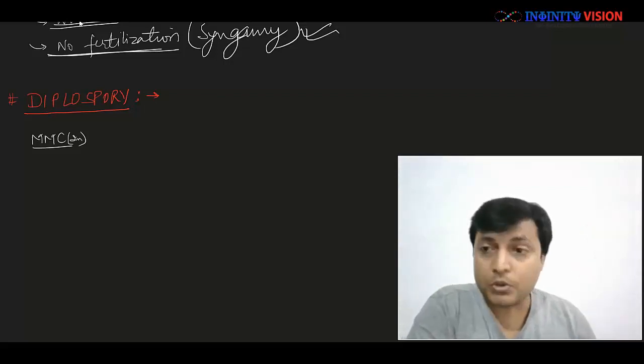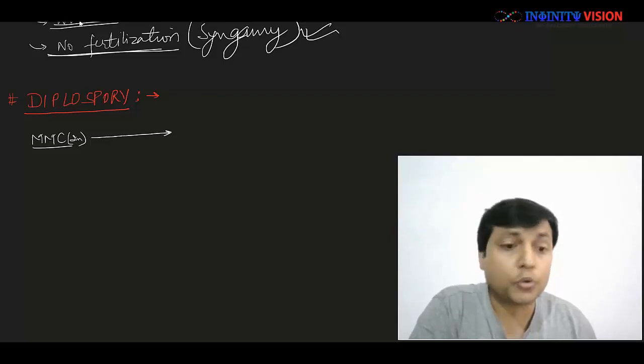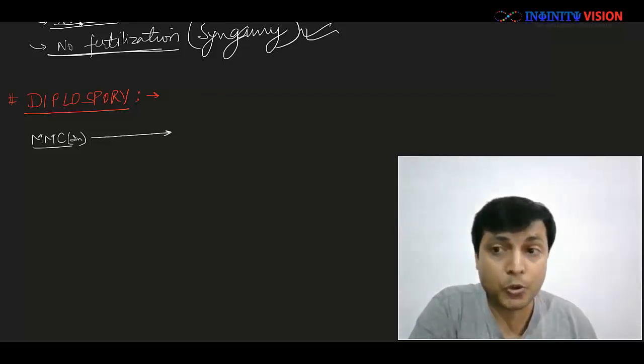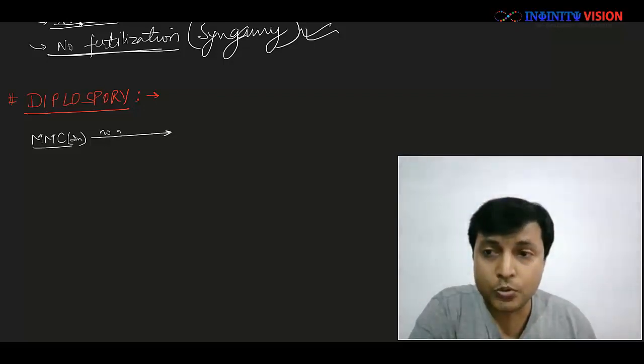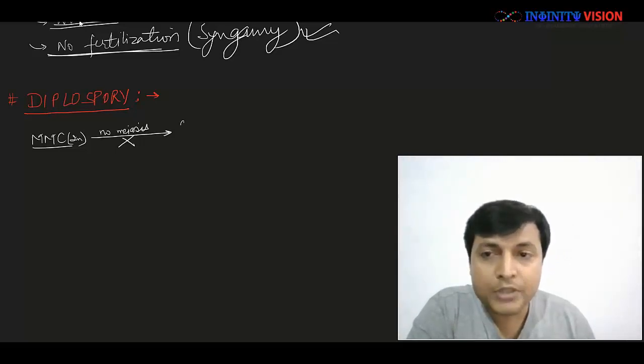But in case of diplospory, what happens? This MMC does not show meiosis. So there is no meiosis, right? I'm putting a cross mark here. There is no meiosis. Directly, this MMC gives rise to the embryo sac.